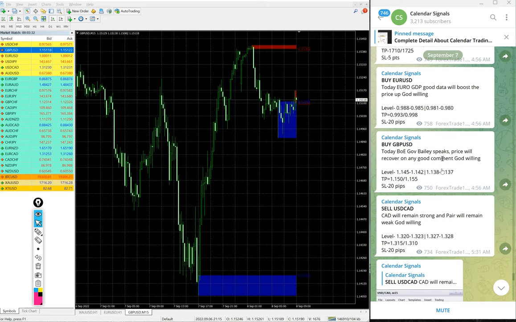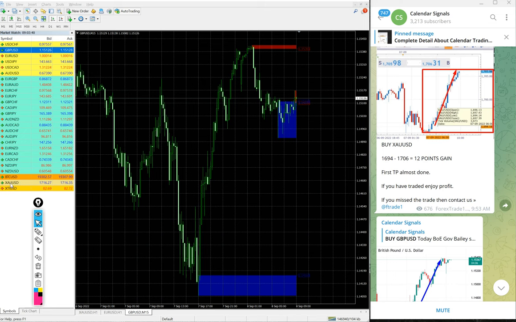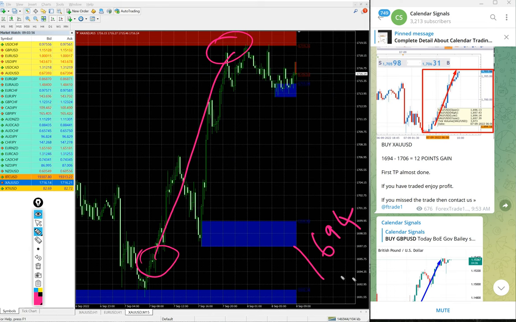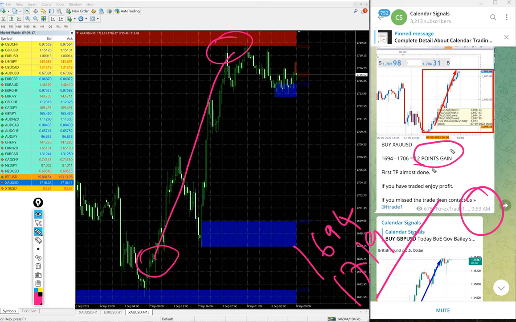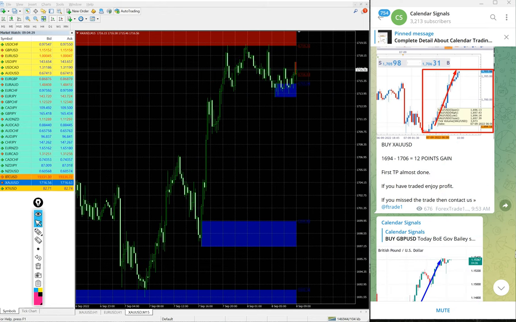And then after GBPUSD, the next signal that performed, which we updated on our channel already, is gold. Here is the XAUUSD chart, and gold performed from 1694 as the entry, all the way till 1719. We updated at 9:53 AM GMT. At that time it moved 12 points further, then 13 points further. So 12 points we mentioned plus another 13 points, so 25 points gain on gold buy signal. Again, huge profit on gold as well.